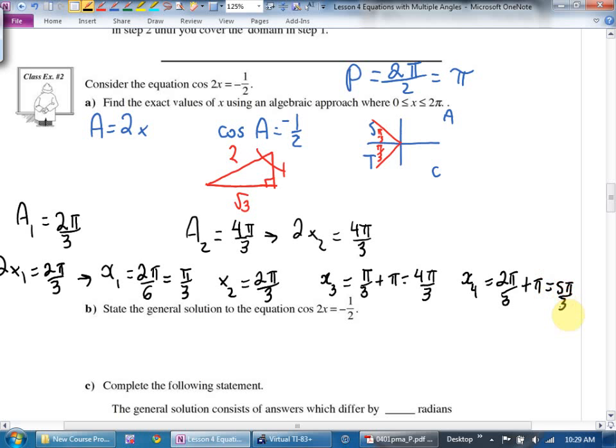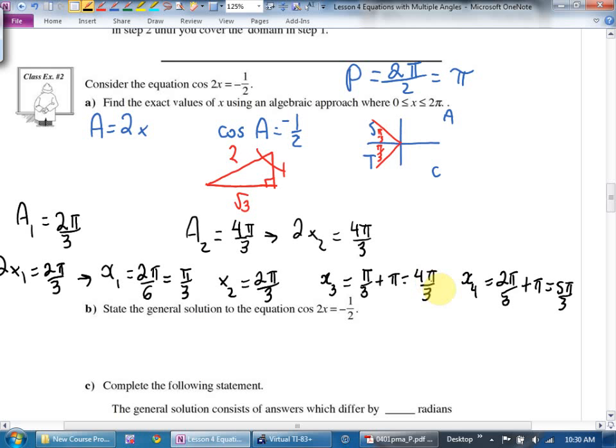Matt, there may be another one. I'm going to add the period to these two. And if I'm still less than 2 pi, those are also solutions in our given domain. If I add pi to this one, am I bigger than 2 pi? Okay, I'm out of my domain.